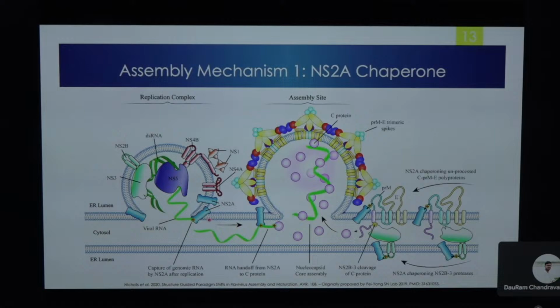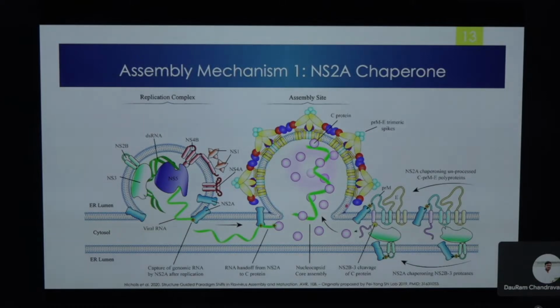And there's this protein called NS2A that can actually latch on to the RNA and transport it to sites of assembly. Now, these NS2A proteins also function as a chaperone to bring in new pieces, all of these unprocessed polyproteins that we talked about earlier, and they can bring them to those same sites. So NS2A acts like a chaperone, bringing in RNA on one side and proteins on the other, all to the same location.